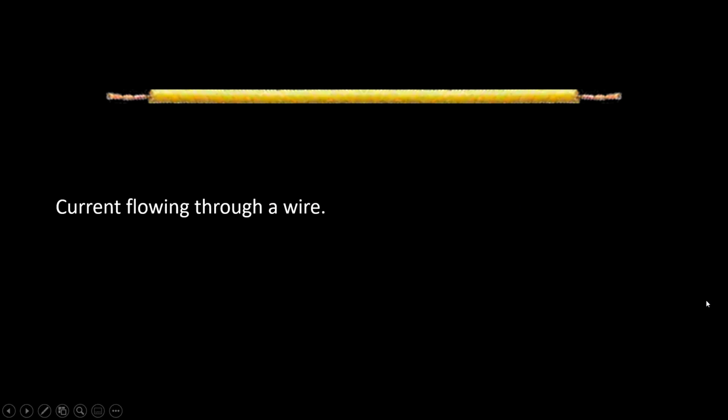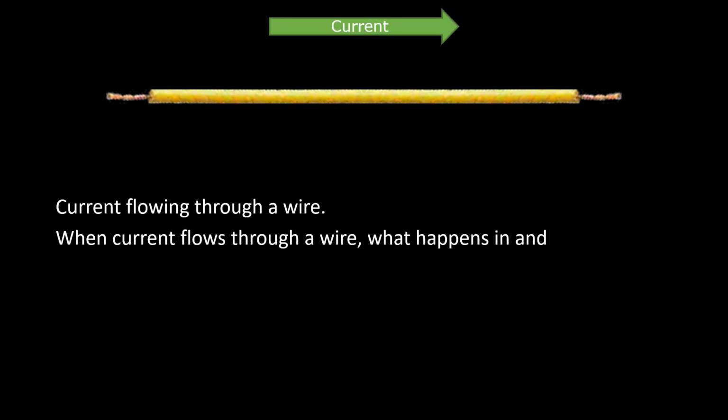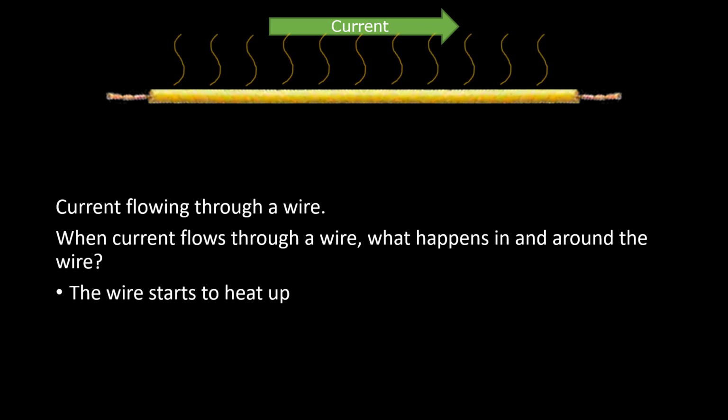So let's take a look at current flowing through a wire. I just got a piece of wire here, and when current flows through a wire, we want to ask ourselves a question. What happens in and around that wire? Well, first of all, the wire is going to start to heat up. Now, if it's the right gauge, it shouldn't get even warm to the touch, but there'll be some heat generated.